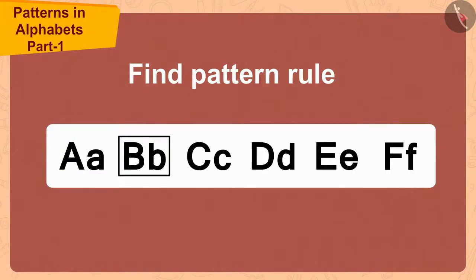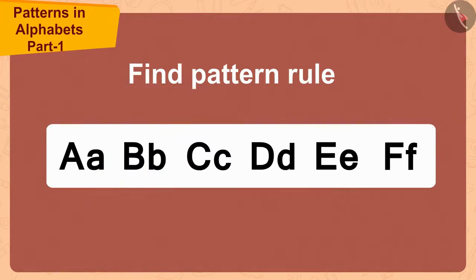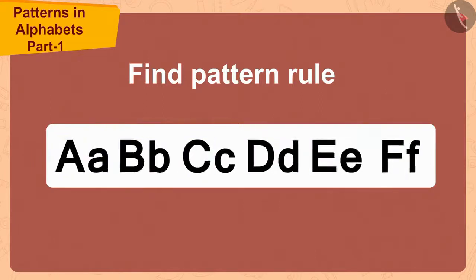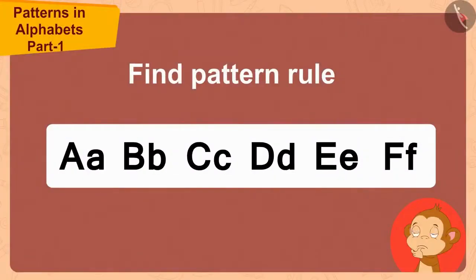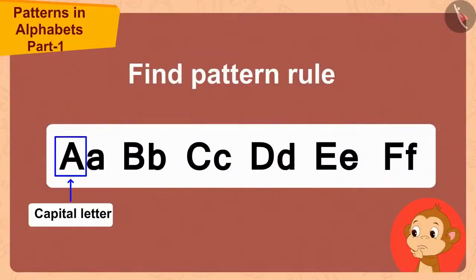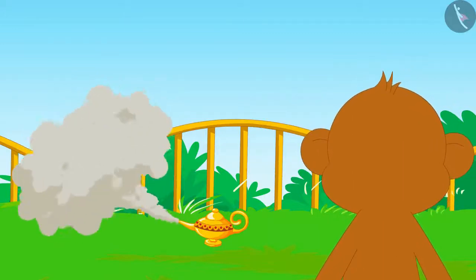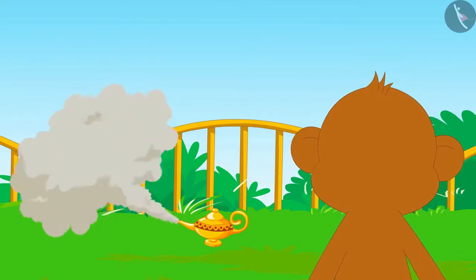The same rule is then repeated for the next letter B. In this way, this pattern has been made by writing capital letters of every letter and then small letters. Babban also discovered the rule of the pattern made from the alphabet. Your answer is absolutely correct. What is your next wish?